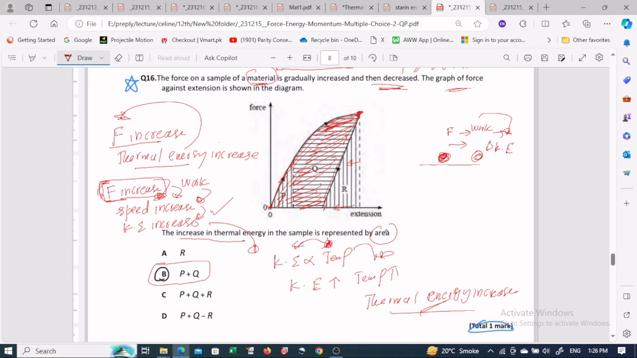So the only condition is that force increases. So this area is where the force increases. Why do we not choose R? Because this is the area where the force decreases, and when force decreases, thermal energy also decreases. So option B is the correct one. Okay, thank you.